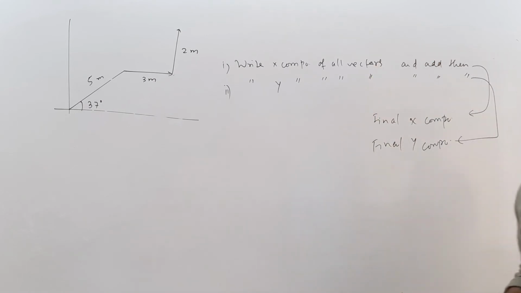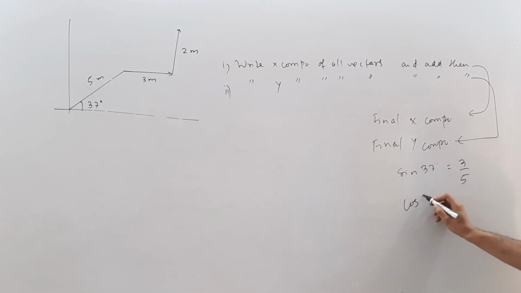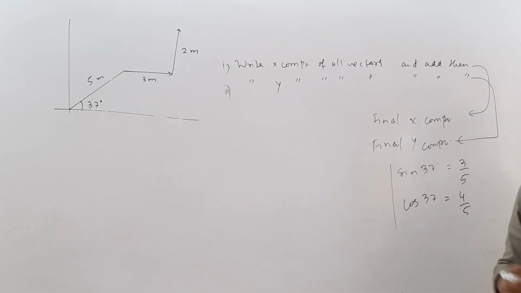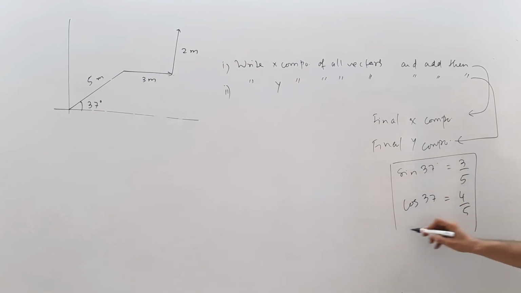So one information that you have got to have is that the value of sin 37 is 3 by 5 and the value of cos 37 is 4 by 5. This is what you have to remember in physics, because this is often used in physics. Just like you remember sin 30 and sin 60, cos 45 and all that, you have to remember this data as well.